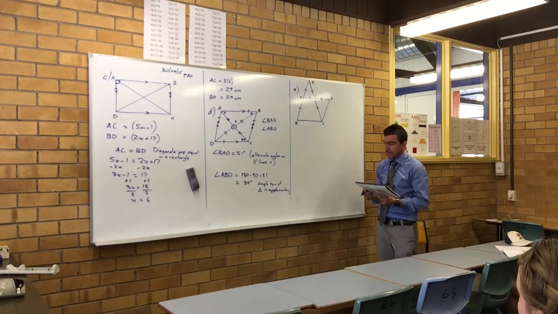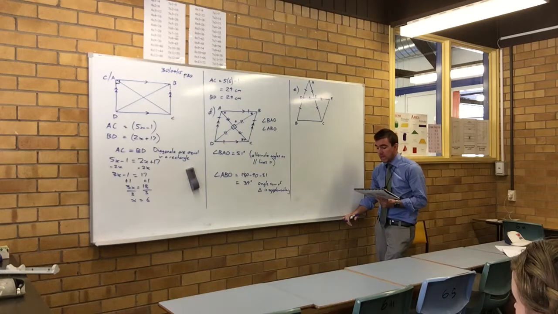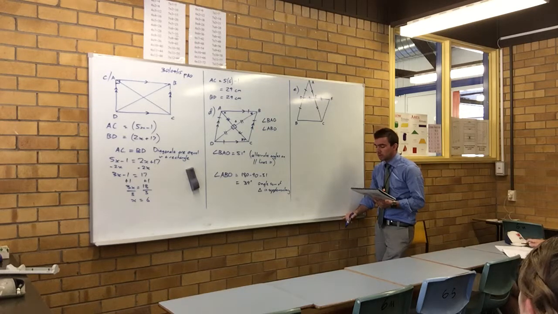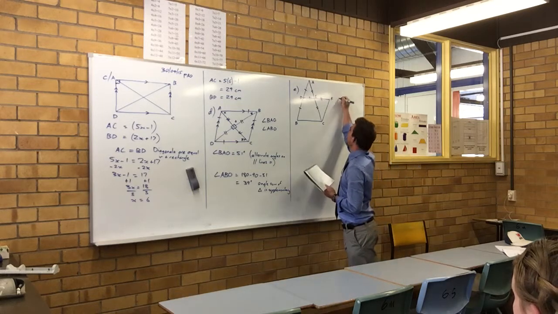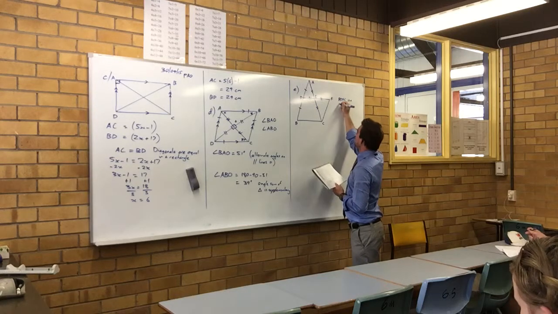Alright, so D and E are the midpoints respectively of sides AB, AC of a triangle. Alright, so that's there. DE is produced to F so that DE is equal to EF. That's there on the diagram. We need to show that BDFC is a parallelogram.